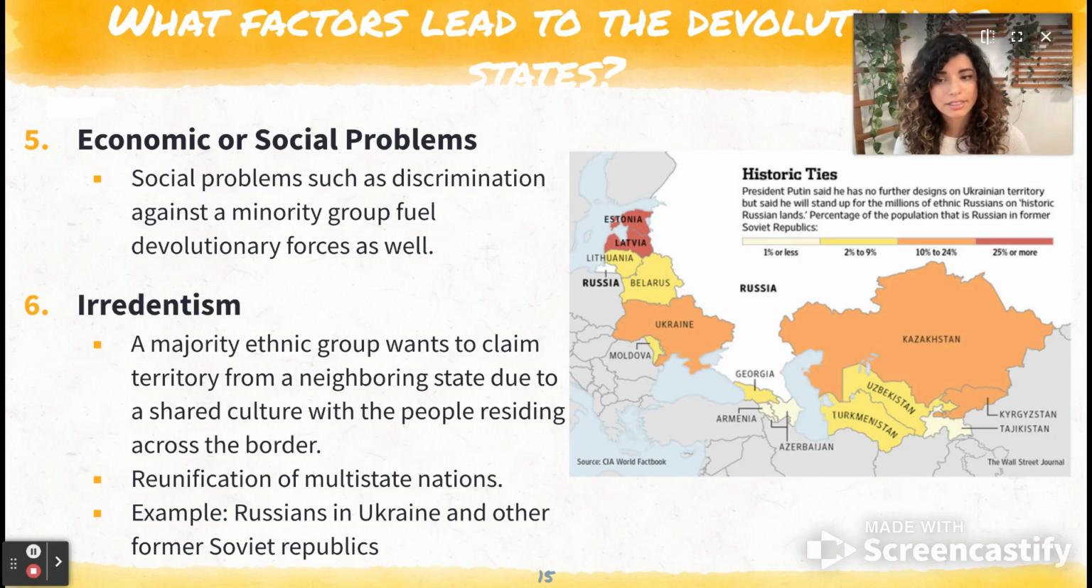And finally, irredentism. This is when a majority ethnic group wants to claim territory from a neighboring state due to a shared culture with the people residing across the border. So when there's an established political border, but we see similar culture on both sides, then one country might try to claim that area. They might call that reunification, as in reuniting that area into their country of multi-state nations. So nations that exist in more than one state.